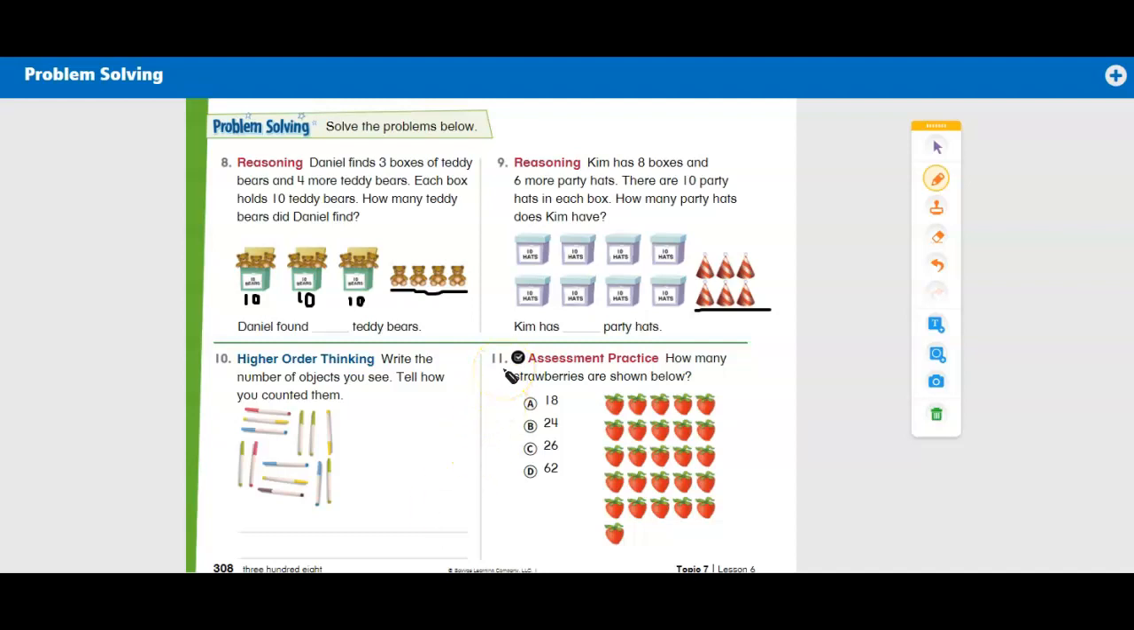And for our last problem, number 11, it says assessment practice. How many strawberries are shown? You will need to count the total number of strawberries and fill in your answer choice for number 11.